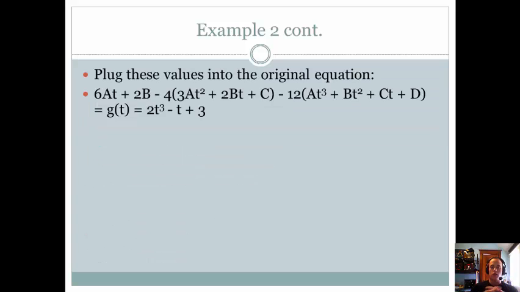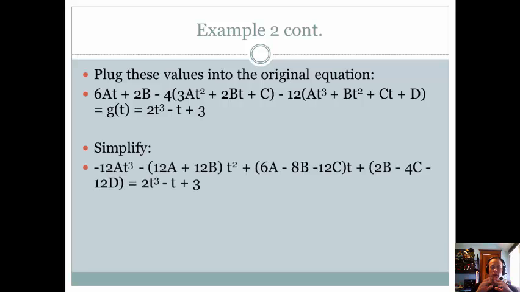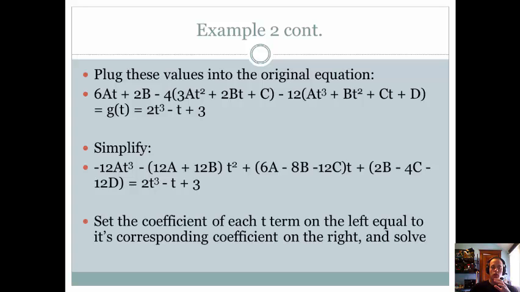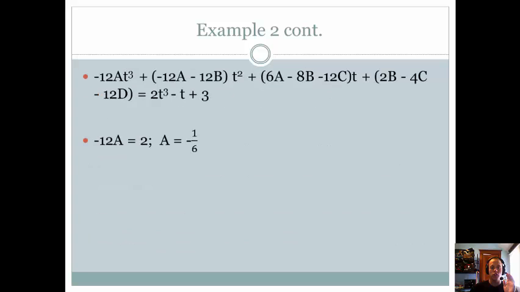Just like before, we plug these into our original equation, and we get this whole ugly mess, which we can simplify just a little bit to get this, where you can see the coefficient of each t term is displayed separately. And now what we do is we set the coefficient of each t term on the left equal to its corresponding coefficient on the right, and solve for our unknown coefficients. I know that's a little confusing, but here's our example.